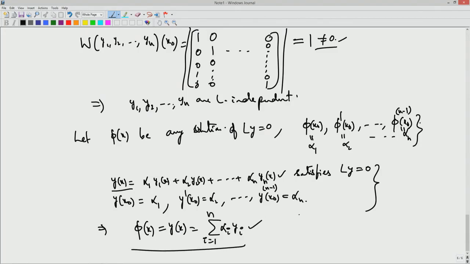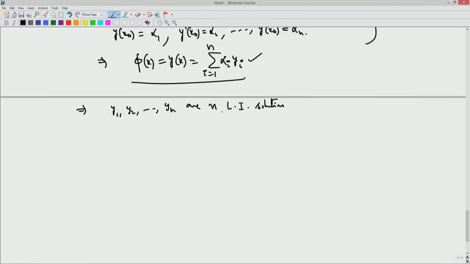So, if you have a solution whose initial values are alpha 1, alpha 2, alpha n, you take the linear combination of the yi's with these alpha i's, and that is actually the solution. Okay. So, these are the only linearly independent solutions. Or in another statement, Ly equal to 0 has only n linearly independent solutions y1, y2, yn. Okay.